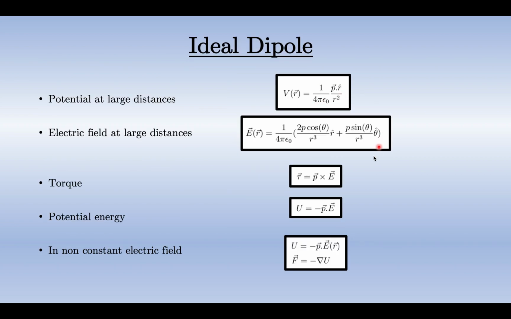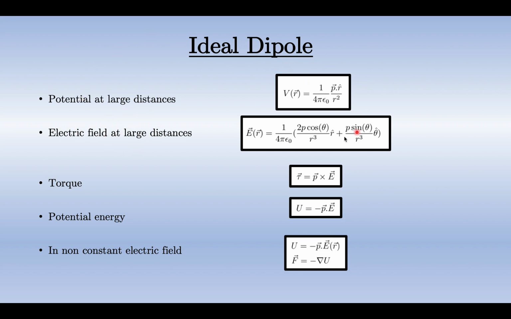Now we shall talk a little bit about the dipole, although this has been covered during 12th standard, so it should be quite familiar to most of us. These are a few of the formulae that will be repeatedly used in many problems, such as calculating potential at large distances, which we have seen in the previous case is just 1 by 4 pi epsilon naught, the dipole moment dotted with the direction vector divided by r squared. So this is an important formula.